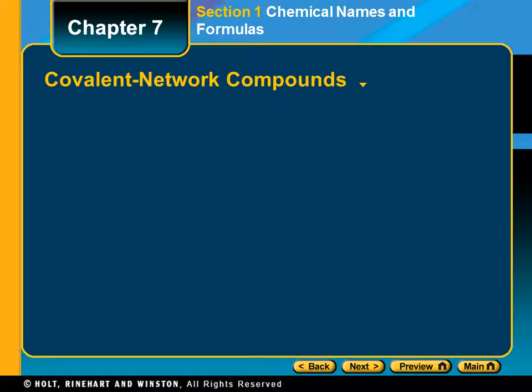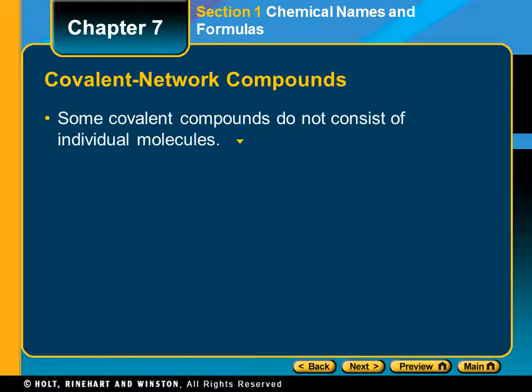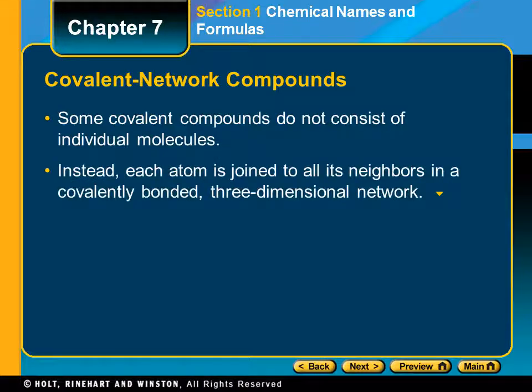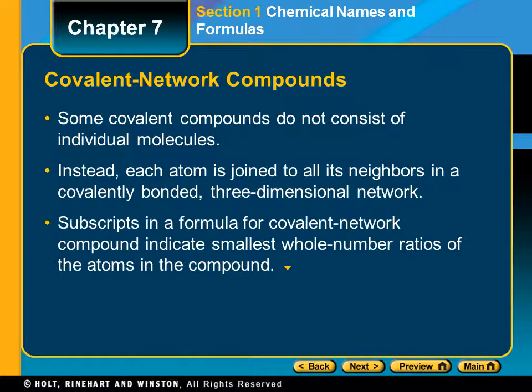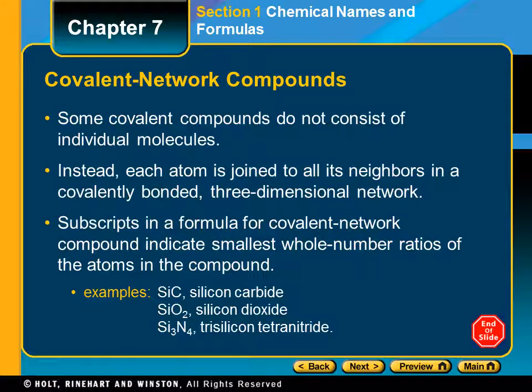We've got covalent network compounds. Some covalent compounds do not consist of individual molecules. Instead, each atom is joined to all its neighbors in a covalently bonded 3-dimensional network. Subscripts in a formula for a covalent network compound indicate smallest whole number ratios of the atoms in the compound. Examples would be SiC, which is silicon carbide, SiO2, silicon dioxide, Si3N4, trisilicon tetranitride.